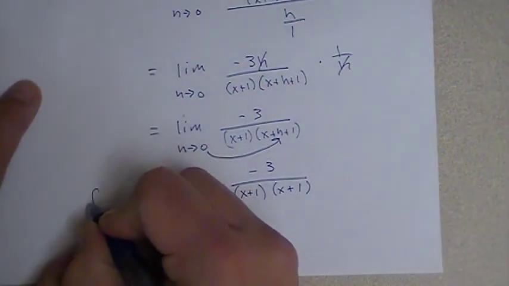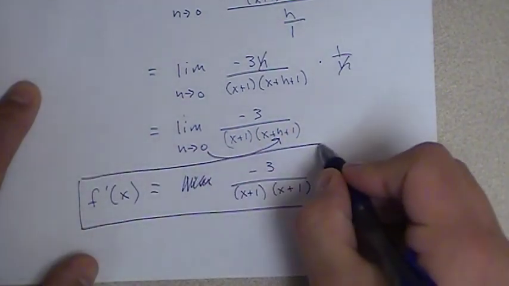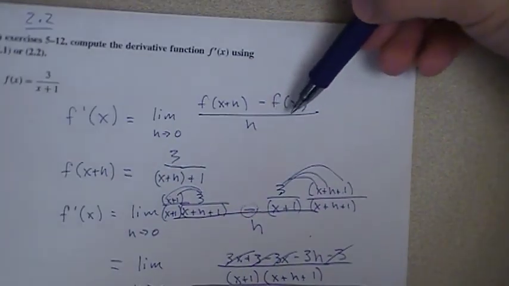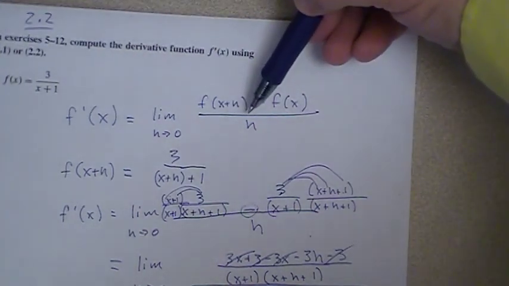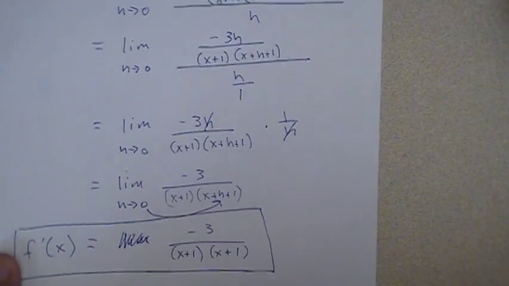So this is f prime of x. So here's the derivative of the function that we started out with. In about a week and a half, we'll have a little quicker way to take this derivative, but to use the definition of the derivative to find f prime, this is basically what you'd have to go through.